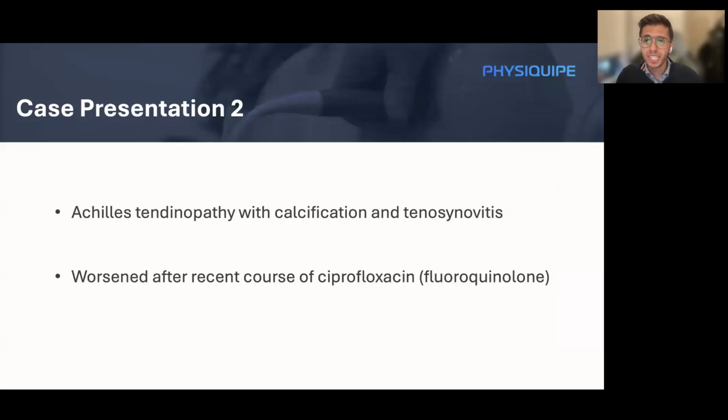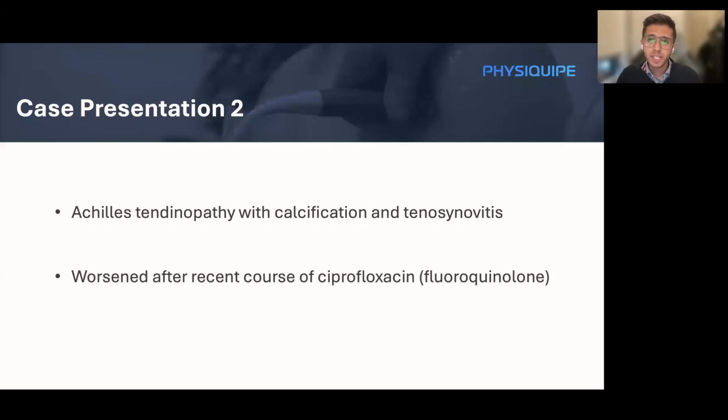Because we know that he's obviously got an Achilles tendinopathy with calcification and now some tenosynovitis. And essentially, we know that fluoroquinolone, so ciprofloxacin, is definitely a risk factor for developing Achilles tendinopathy and essentially acute on chronic flares of Achilles tendinopathy. So again, taking a very broad, holistic history can be really helpful.